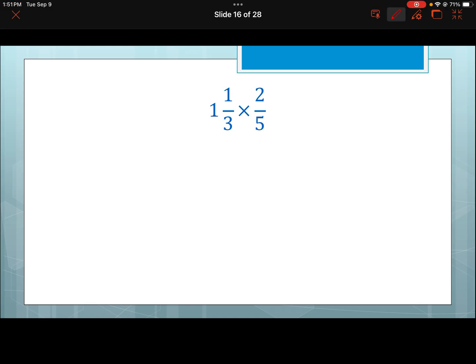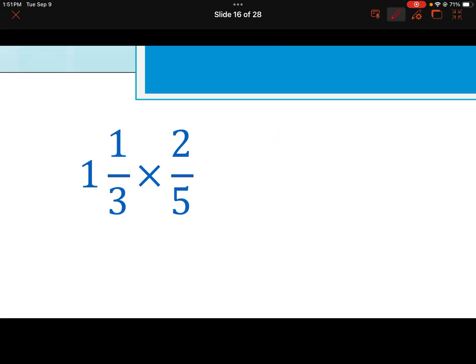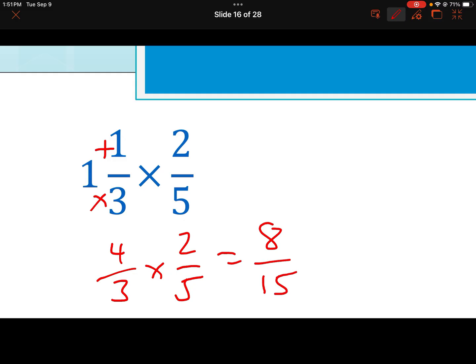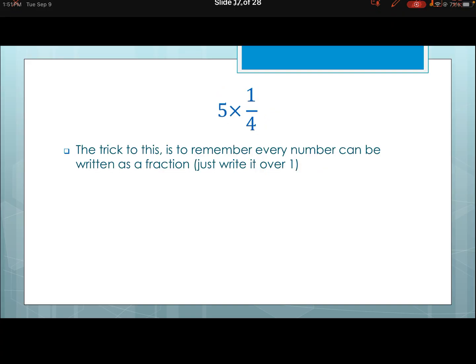What about this one? Oh, no, it's a mixed number. Oh, no, it doesn't matter. Just turn it into an improper number, right? So 1 times 3 plus 1. 1 times 3 is 3, plus 1 is 4, so 4 over 3, times by 2 over 5. All I've done there is convert. And then multiply across. 4 times 2 is 8, 3 times 5 is 15. Woo, woo.